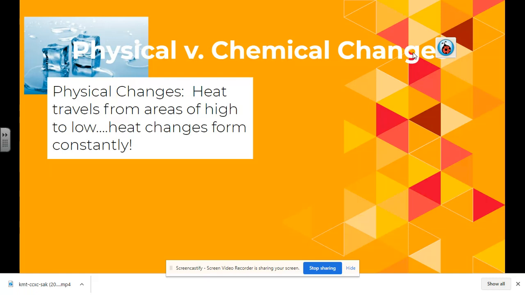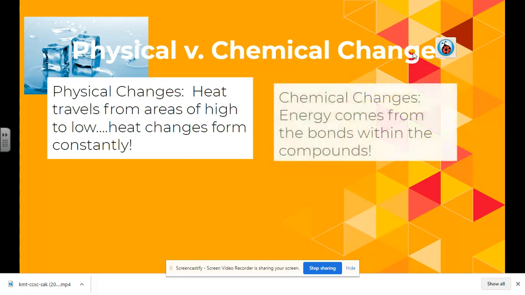So the surroundings are hotter than the inside of the ice, and you're going to have heat traveling into the ice. It's going to speed those particles up. They're going to absorb energy, so that would be a very endothermic reaction. When ice melts, that's considered very endothermic. Heat travels in, speeds up the particles, and they melt.